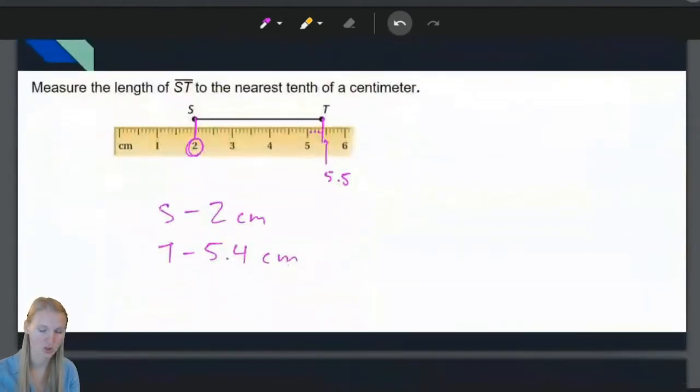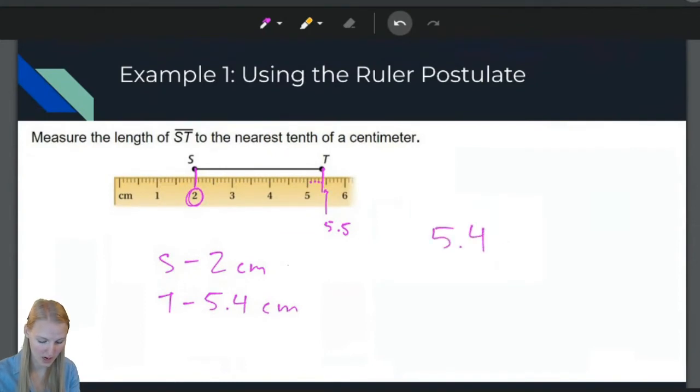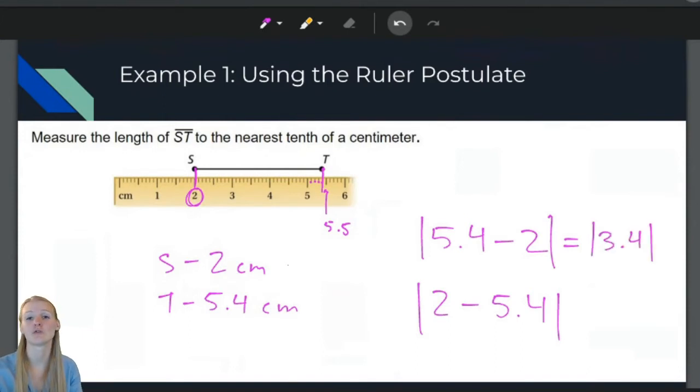So what we're going to do is we're going to do one minus the other. Now you might want to do the bigger one minus the smaller one. You can also do the smaller one minus the bigger one, because we're taking the absolute value of it. And you remember what the absolute value does, don't ya? If you don't, that's okay. So when I do 5.4 minus 2, I get 3.4. Now what the absolute value does is it makes whatever is inside of the absolute value positive. So 3.4 is already positive, which means that this is just 3.4.